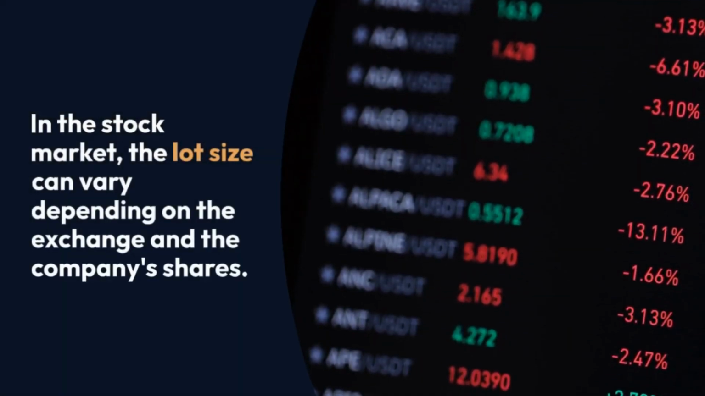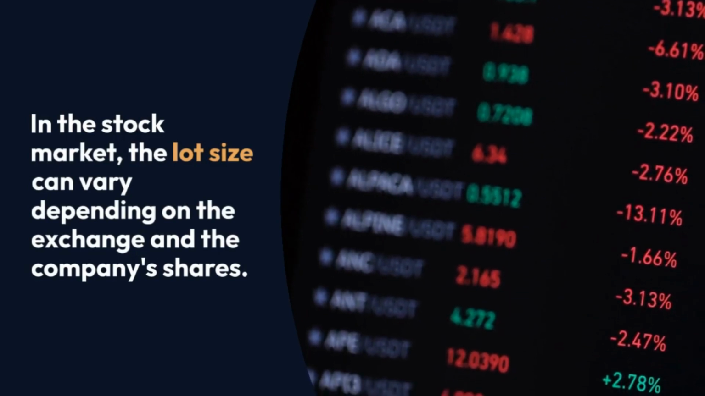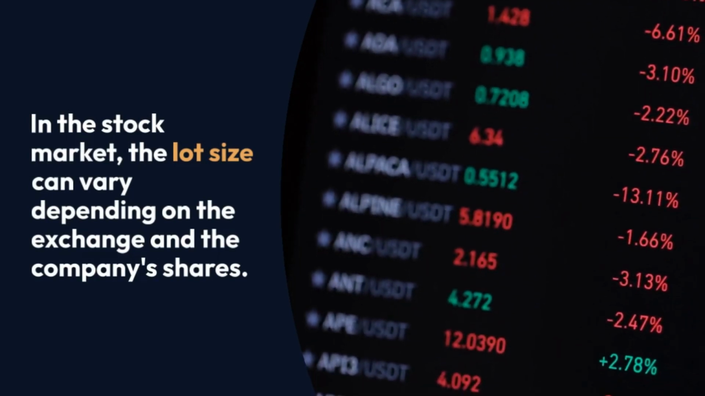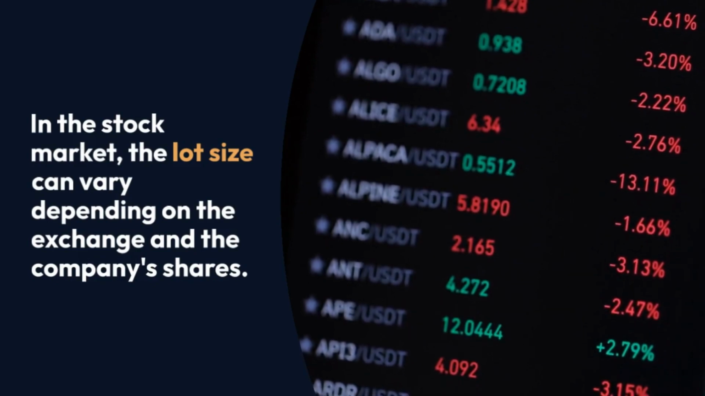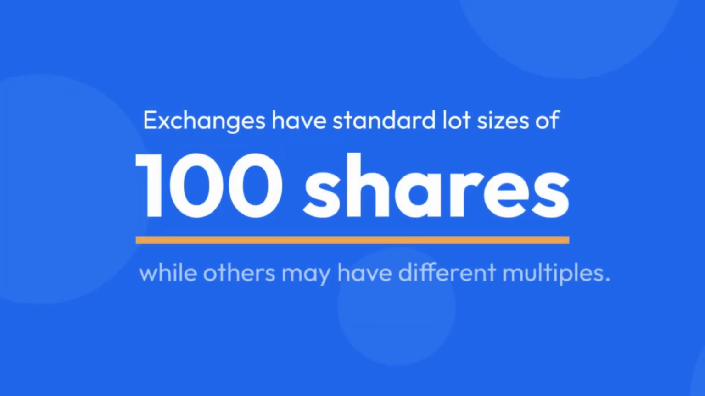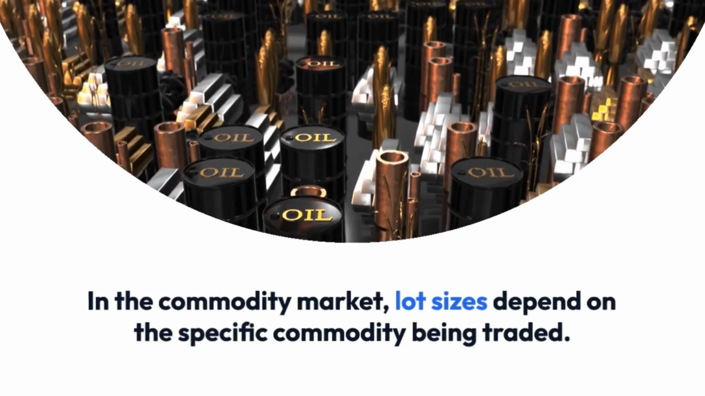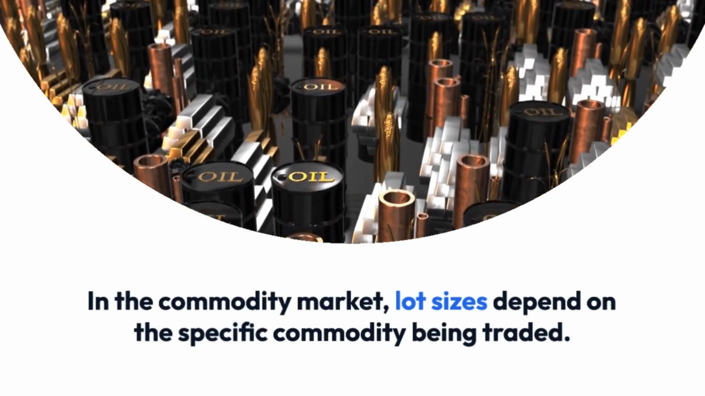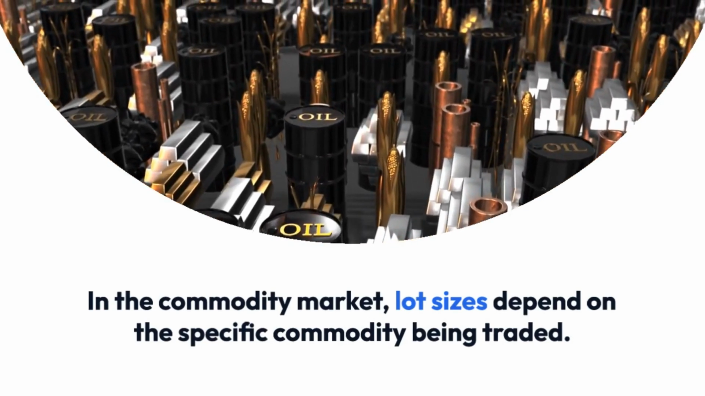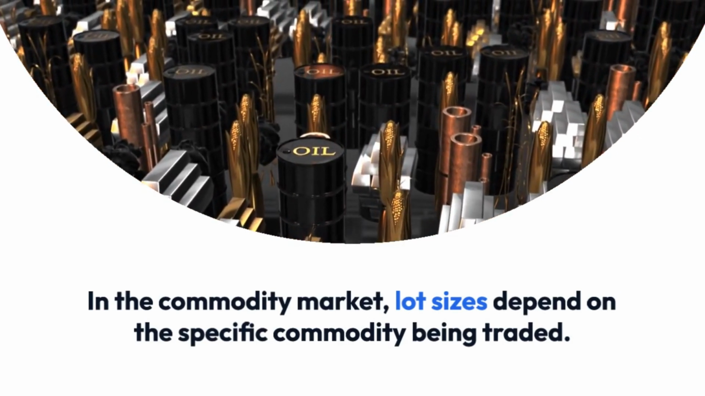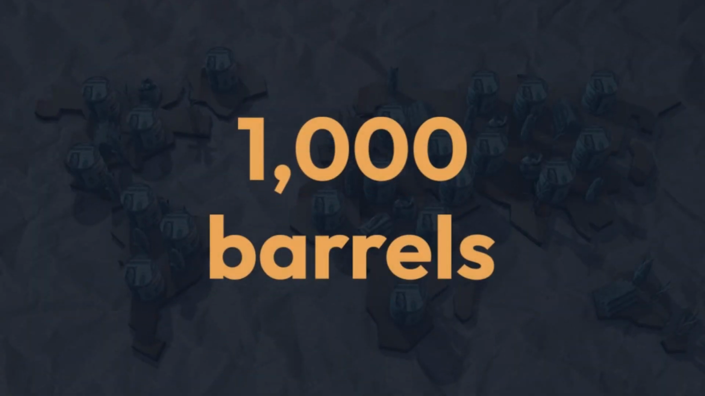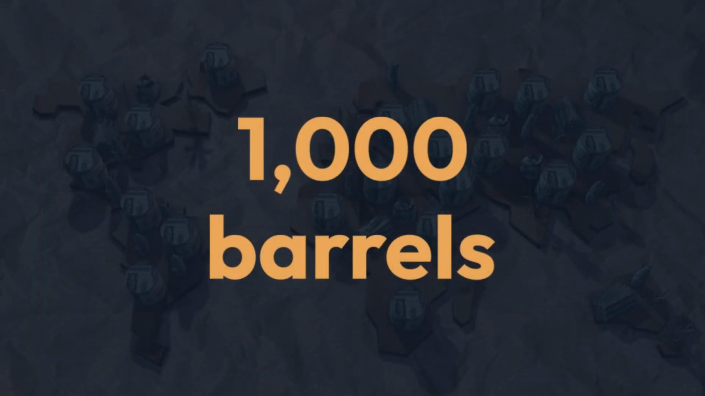Stock market. In the stock market, the lot size can vary depending on the exchange and the company's shares. For example, some exchanges have standard lot sizes of 100 shares, while others may have different multiples. Commodity market. In the commodity market, lot sizes depend on the specific commodity being traded. For example, a lot size for crude oil might represent 1,000 barrels.